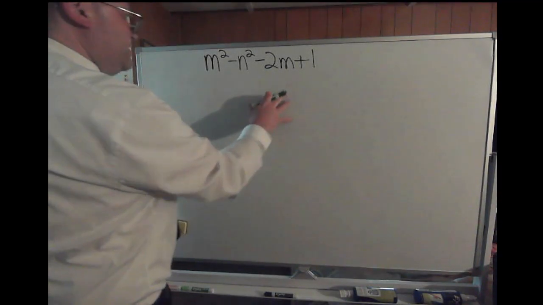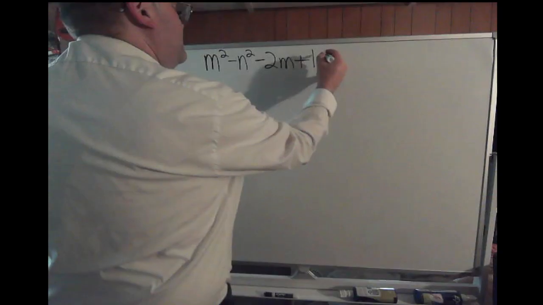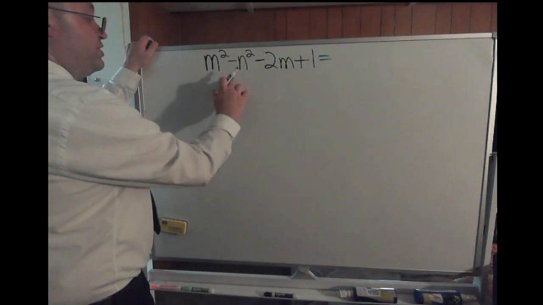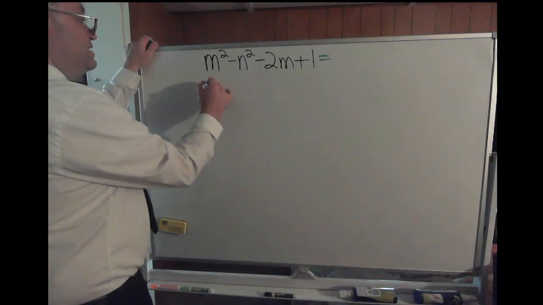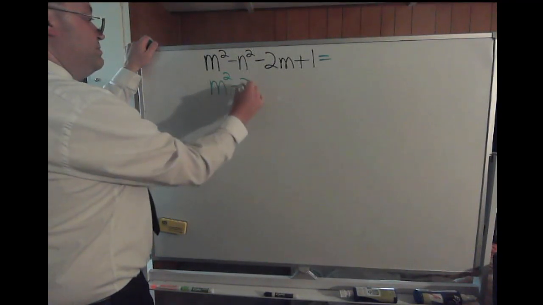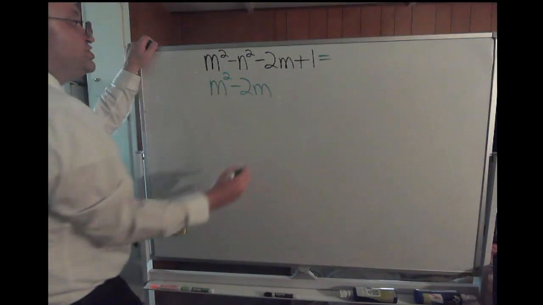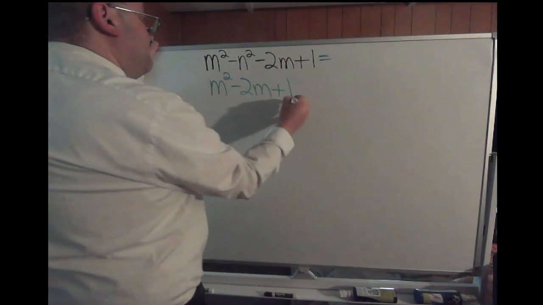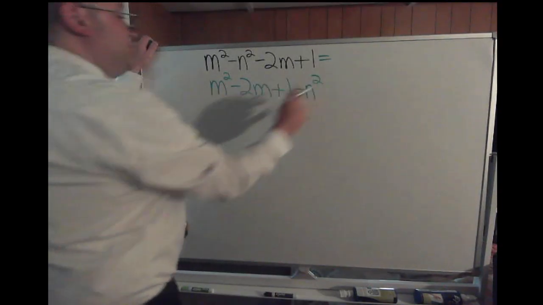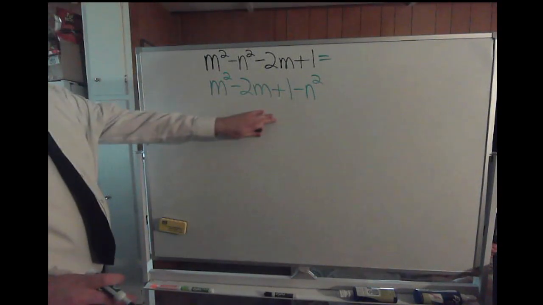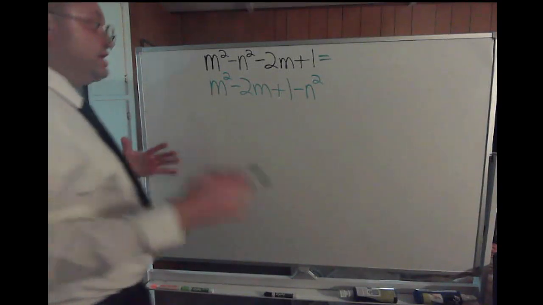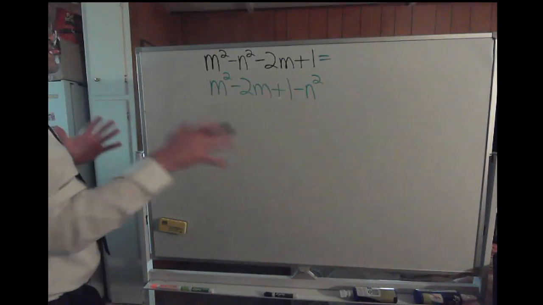You can use the commutative property of addition to do so. We are able to do that. If I were you, I would make it m squared, then move that negative 2m next to that, m squared minus 2m plus 1, then minus the n squared. By the commutative property of addition, you can rearrange these. Sometimes you have to decipher and pick up on which way you need to do it.